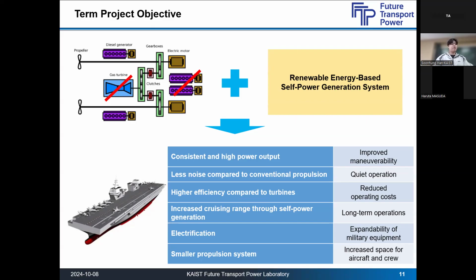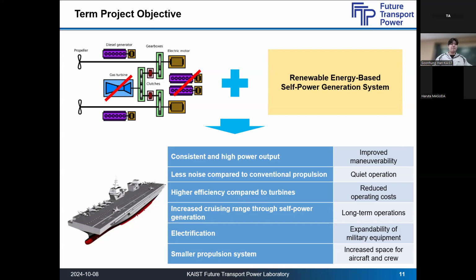It makes improved maneuverability in operations, and it makes less noise compared to conventional propulsion like diesel and gas turbine. It makes quiet operations. So we thought the quiet operation is suitable for military operations and missions.